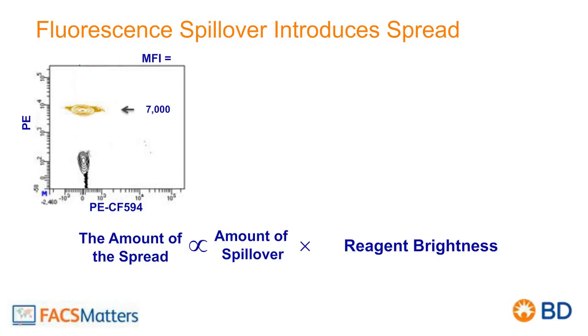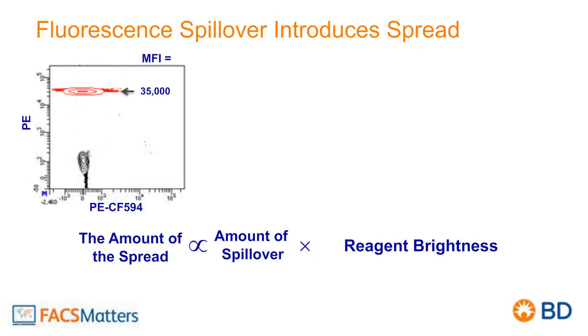So the amount of spread is, as we said, proportional to the amount of spillover, but it's also related to reagent brightness. So here we see the reagent brightness in the PE detector, or excuse me, in the PE-CF594 detector is 7,000. Here it's 1,500, so the spread is much less in the PE-CF594 detector. Here it's very low, and then we go to the opposite case where the PE level is at 35,000, and you can see the amount of spread in the PE-CF594 detector.